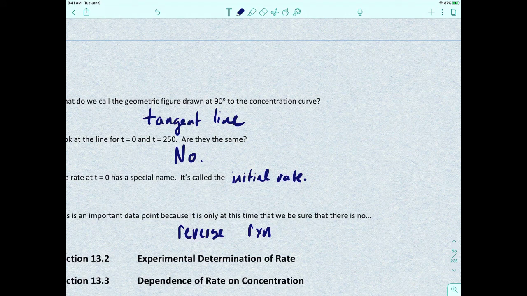So in the next video, what we're going to start doing is take a look at how we can get some information about a chemical reaction. How can we look at experimental data and get some clear-cut information from a chemical reaction?